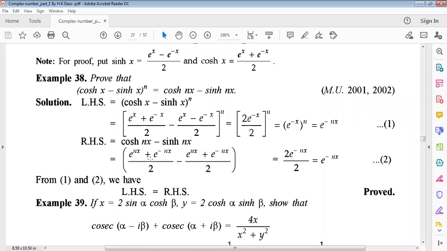Similarly, on the right hand side, using the cos hyperbolic formula with nx, e to the power nx plus e to the power minus nx divided by 2. Similarly, using the formula, we get left hand side equals right hand side.